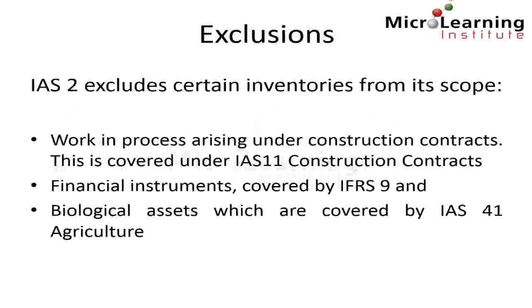IAS 2 excludes certain inventories from its scope. These include work in process arising under construction contracts, and this topic is dealt with under IAS 11, construction contracts, financial instruments covered by IFRS 9, and biological assets which are covered by IAS 41, agriculture.